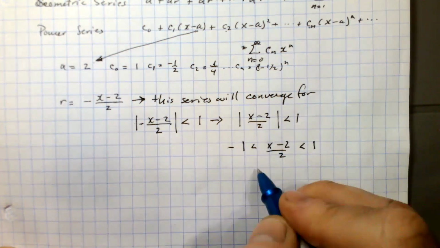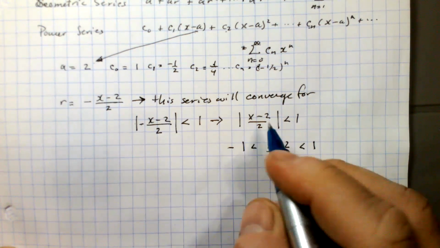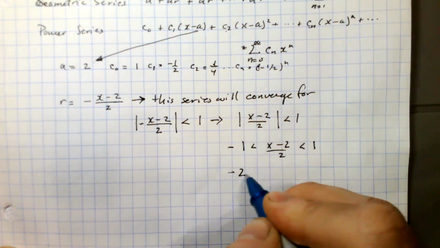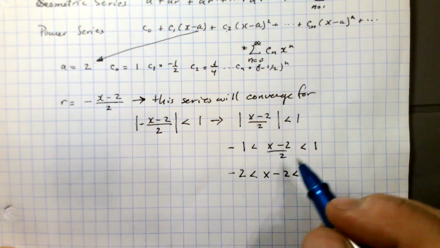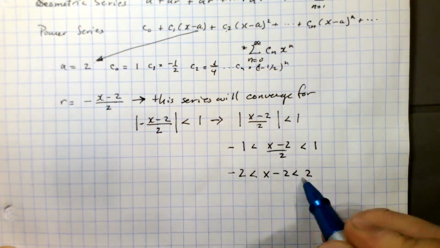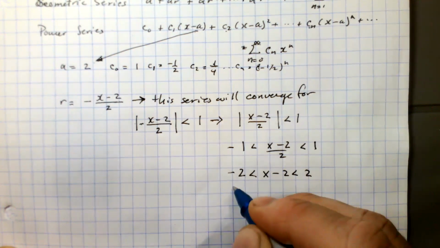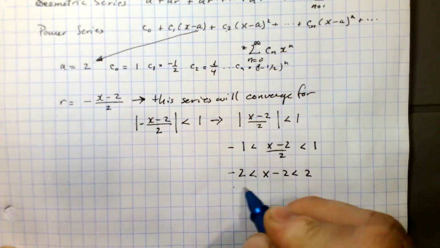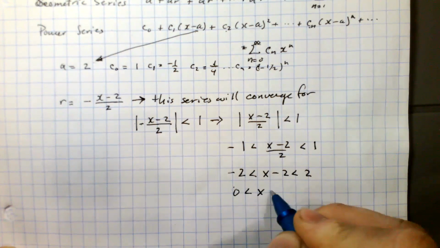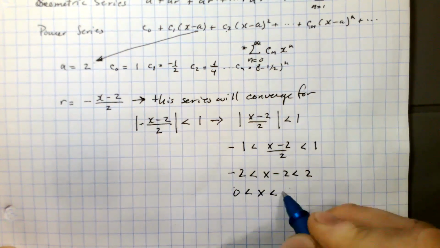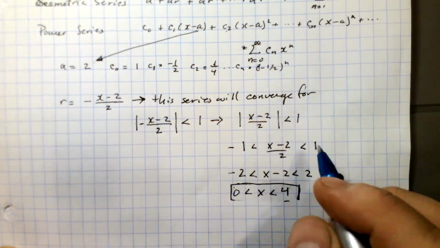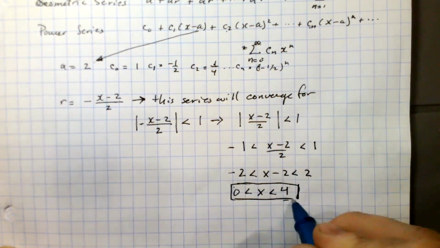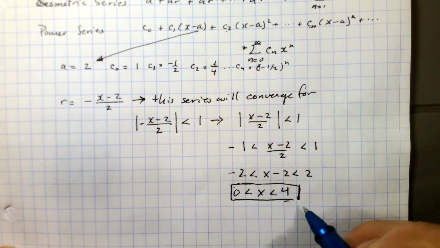Then I'm going to multiply everything through by 2. Since 2 is a positive number, it's not going to change the direction of the inequality. And finally, to solve for x, I'm just going to add 2 to each of these. So negative 2 plus 2 gives 0 less than x less than 2 plus 2, which gives 4. So here is the radius of convergence.